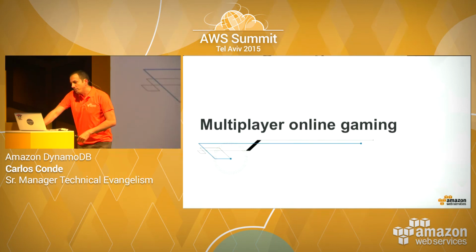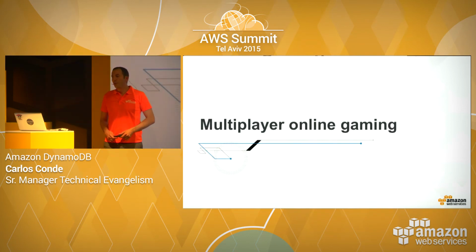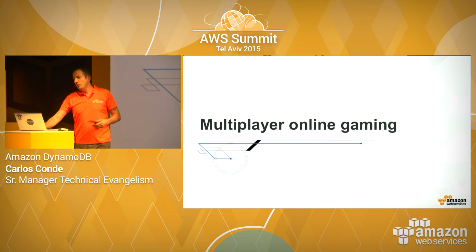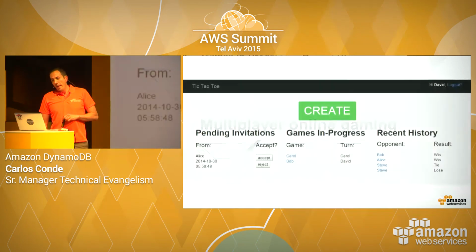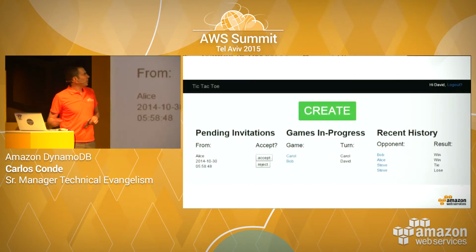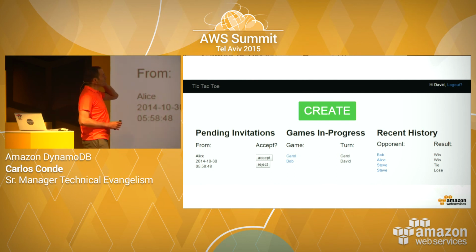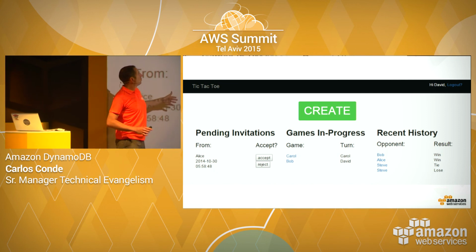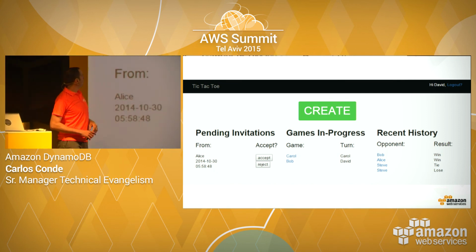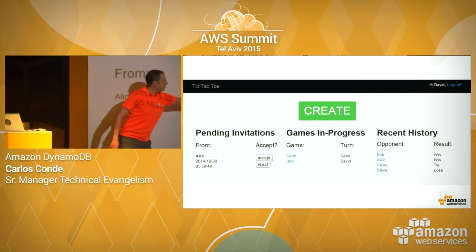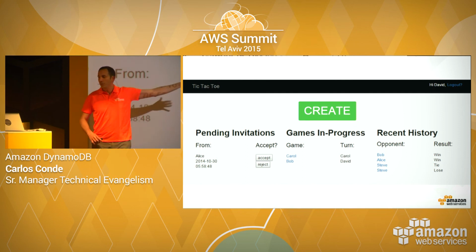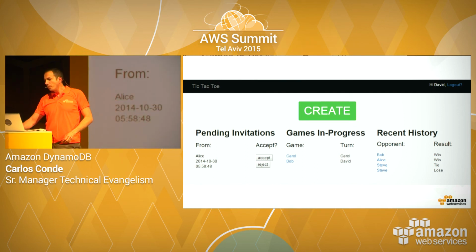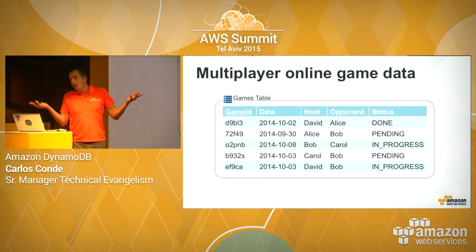Okay, let's see another case, a multiplayer application. So we take again the tic-tac-toe example, and let's say that we are in this situation where we have a leaderboard with multiple players. And here each player can be invited to a different game. So you see here the pending invitations. So I'm invited by one player, and I can accept or reject the invitation, and I can see the other results, right? So the table can look like something like this.